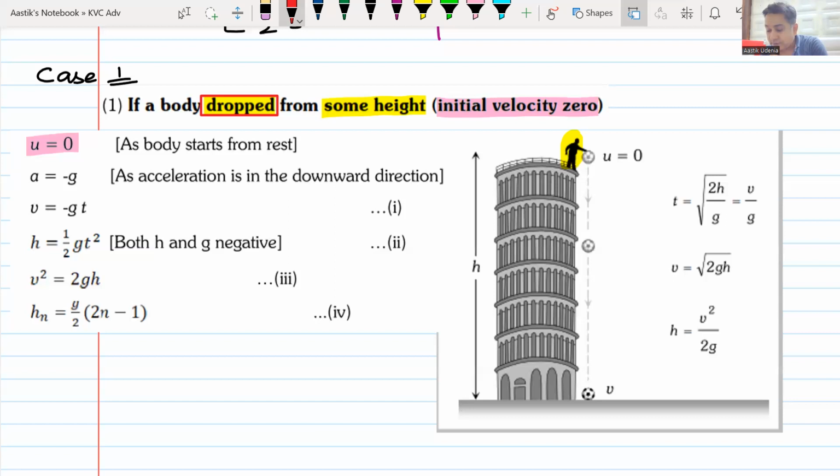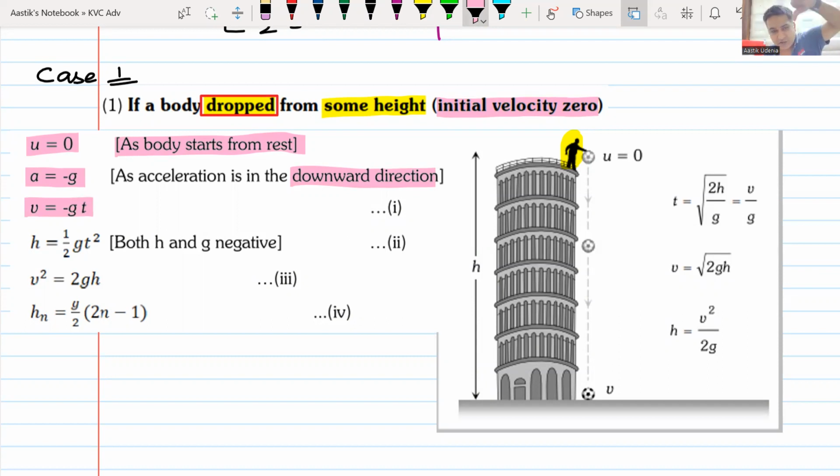In the case of this stone dropped from a tower, nothing is moving. The tower is stationary. The man who is dropping it is stationary. Therefore, the initial velocity in this particular case becomes 0. Do we understand this? Then, as I already told you, acceleration is always minus g because it is in the downward direction. So if I use equation number 1, v is equal to u plus at, this is the answer that I will get. v will be equal to minus gt. Yes or no?